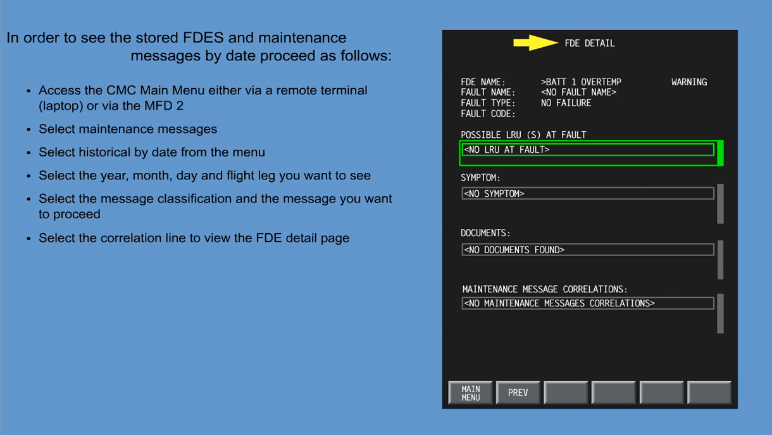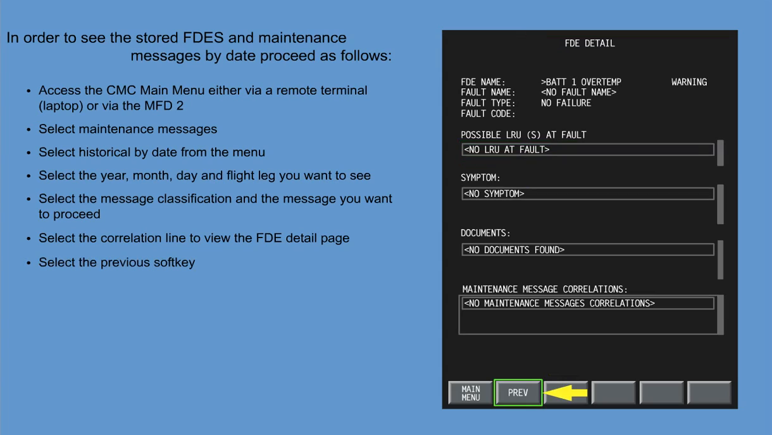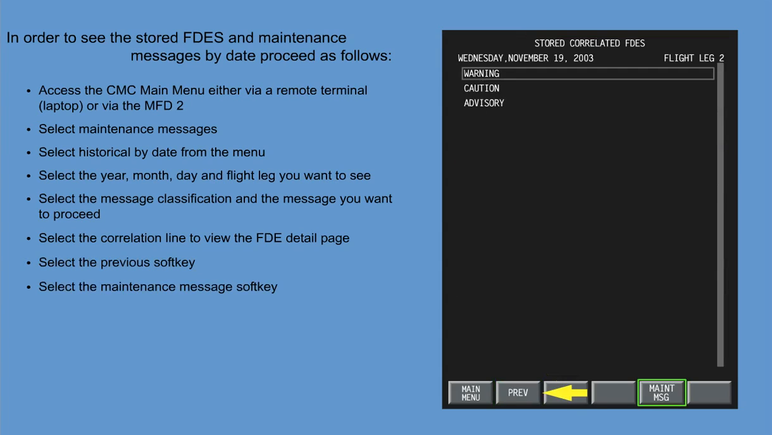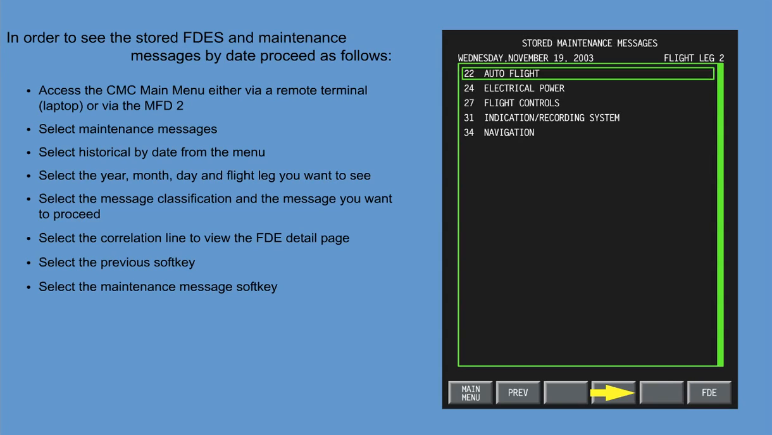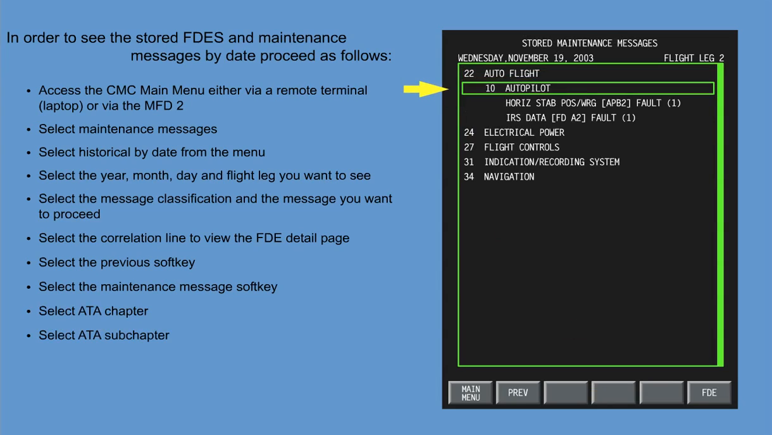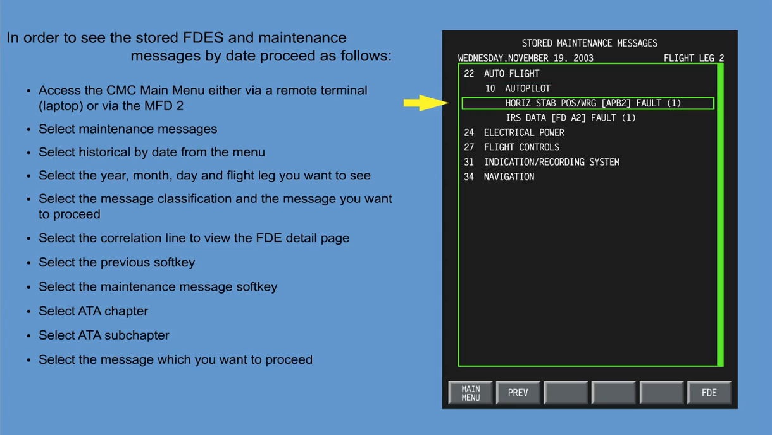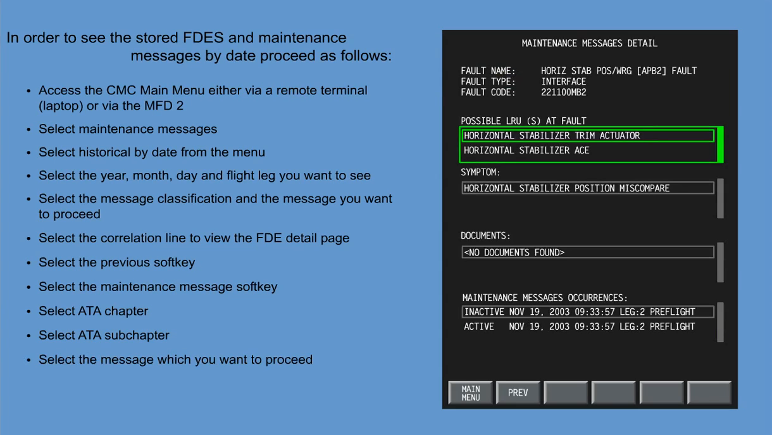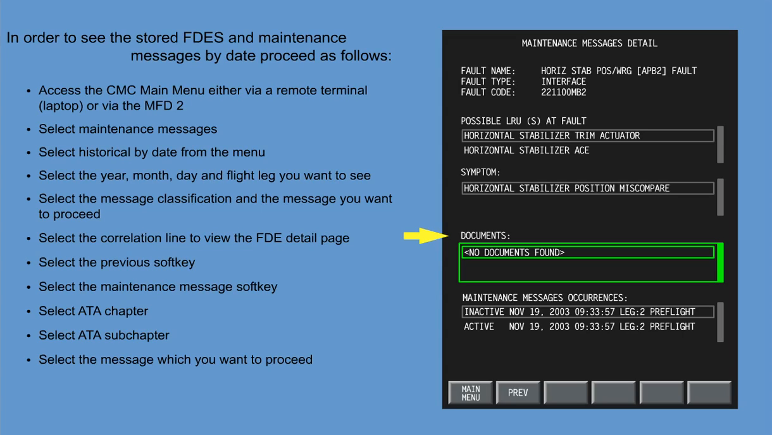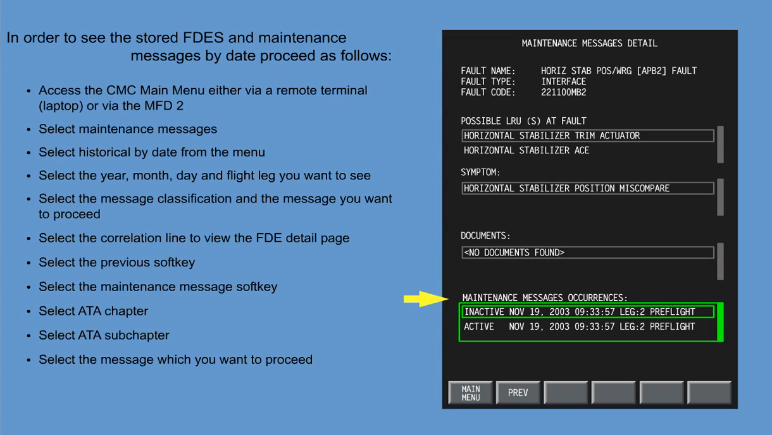In order to proceed, in the stored maintenance messages, select Previous Soft Key, and then Maintenance Message Soft Key to enter the stored maintenance messages. Select ATA chapter and then ATA subchapter. Select the message you want to view the message details, possible LRUs at fault, the symptoms, or the associated documents. The message status, date, time, and a current stage will also be shown.